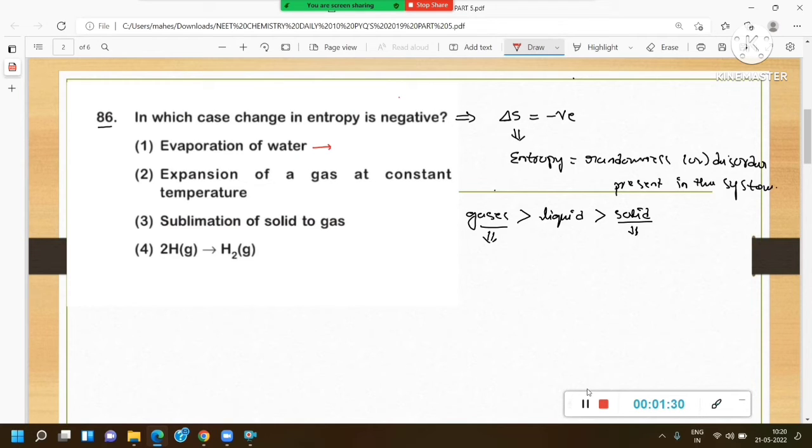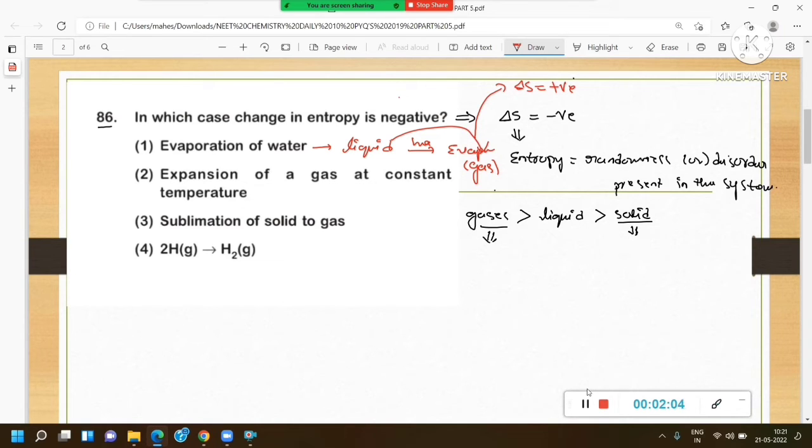Now let us verify the given statements. The first one is evaporation of water. That means when a liquid is heated, evaporation takes place. Evaporation means gas. Here liquid to gas conversion. That means gases have the high randomness. So its value is delta S equal to positive. Why? Because the randomness is increased, liquid converted to gases.